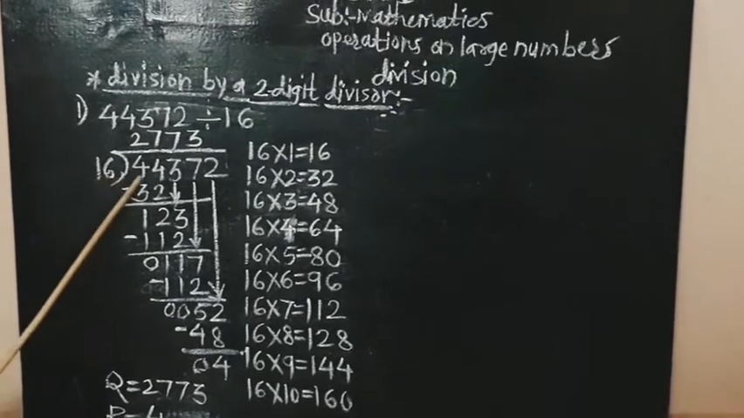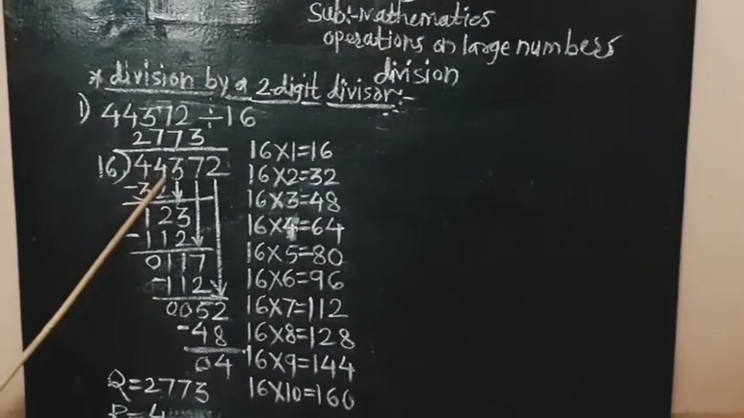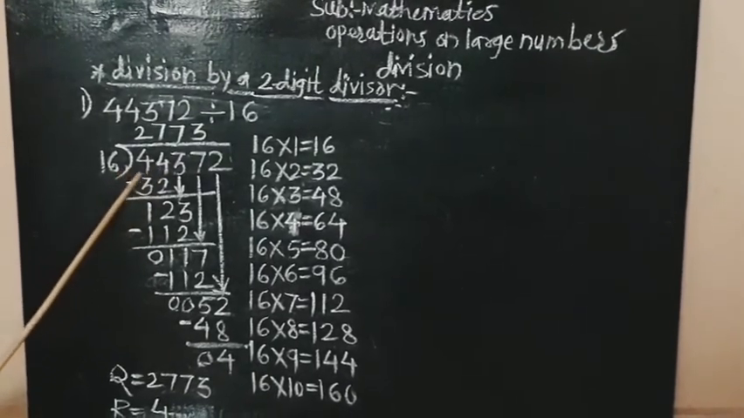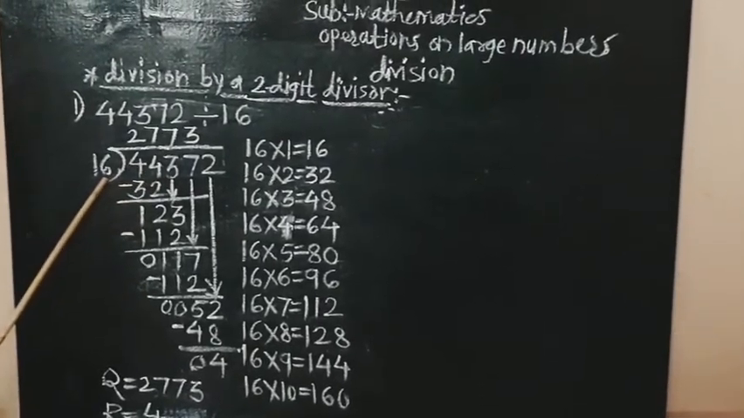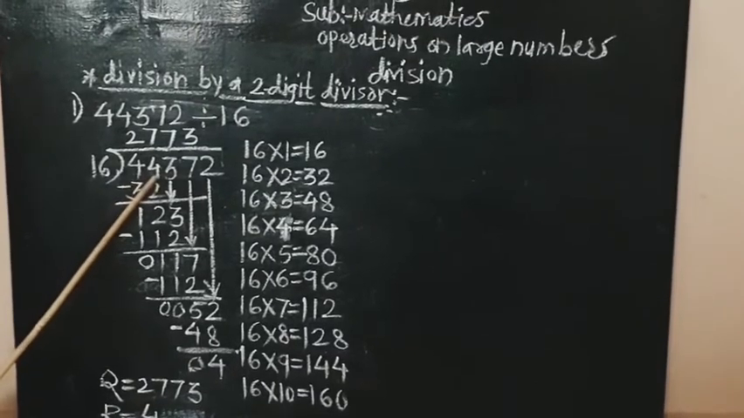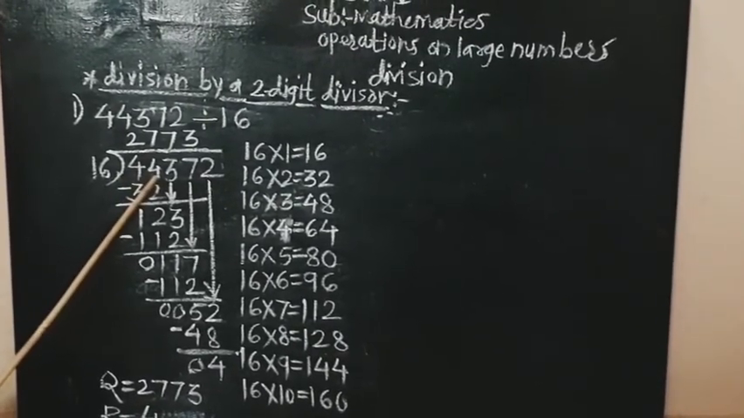So let's first consider the first two numbers. The first two numbers are 44. Why do I consider only these two numbers first? Because the given divisor is a 2-digit number. So I consider only the first two numbers, 4 and 4, so the number is 44.